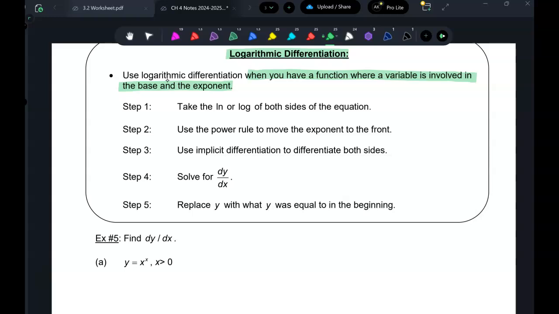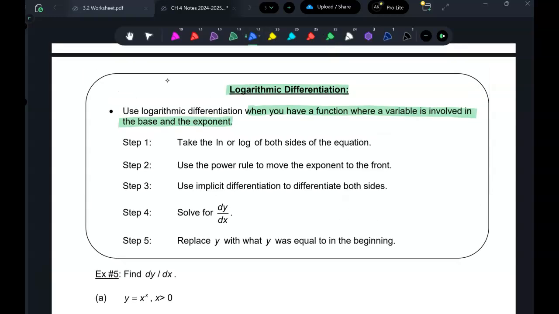This is when we have a variable in the base and the exponent. So for example, if it was just y equals x to the 10th power, it would just be 10x to the 9th power, right? It would just be the power rule. Or if it was 10 to the x power, then y prime would be 10 to the x times natural log of 10, right?